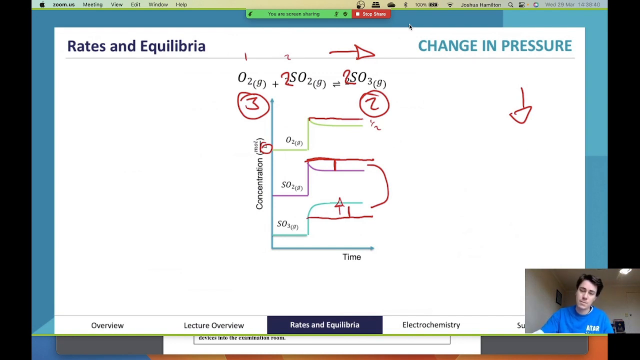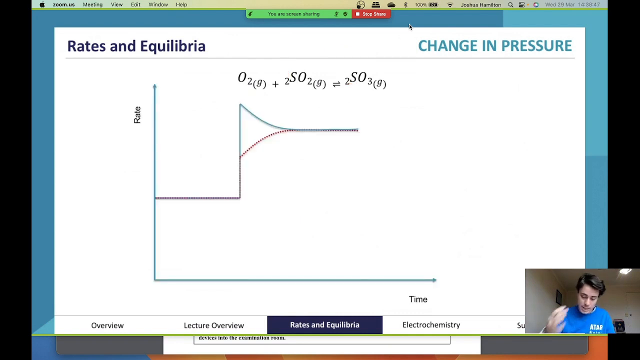But essentially, for the production of these graphs on PowerPoint, they weren't perfect. Now, moving on, again, change in pressure, everything's going to increase, but we want to get more SO3, so our forward reaction is going to increase more.